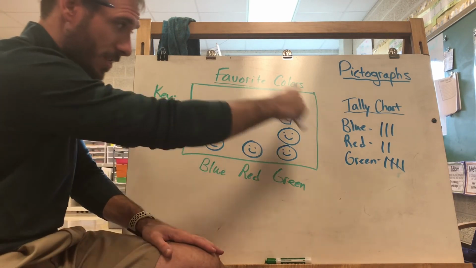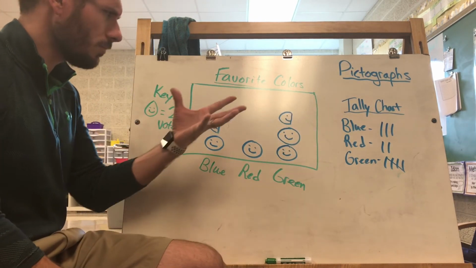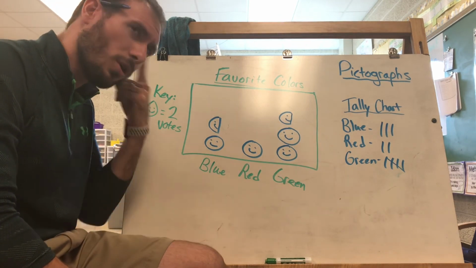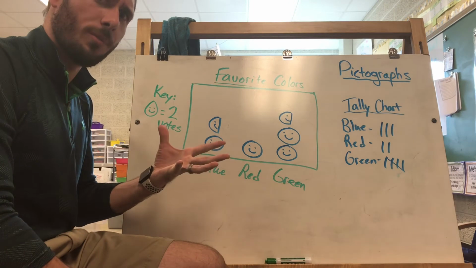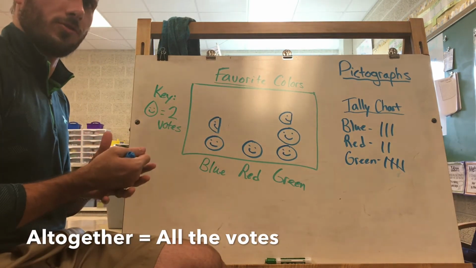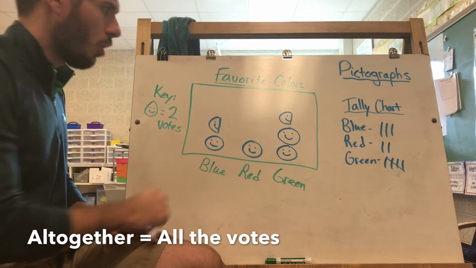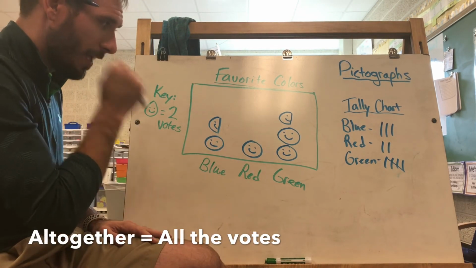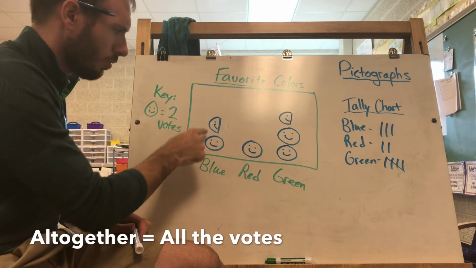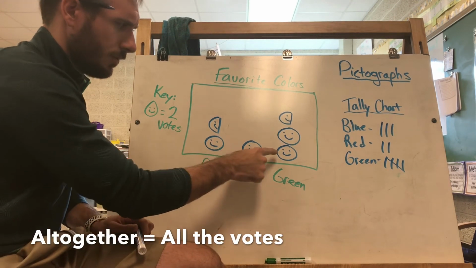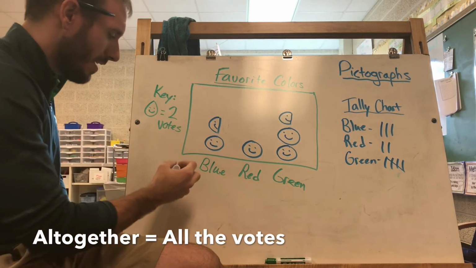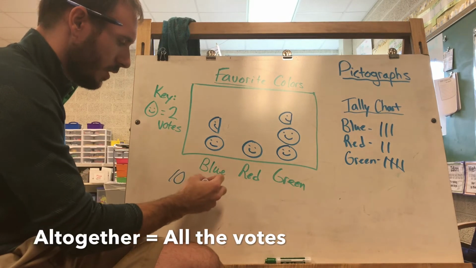If I were to ask you in this information here, how many people voted all together? So when you hear all together, light bulbs should go off in your brain thinking, okay, all together means everything, all the votes, okay? So I'm looking at all the votes. If I use my key, and use my graph, I'm looking for all the votes. So all together, 2, 3, 4, 5, 6, 7, 8, 9, 10. All together, I'd have 10 votes.